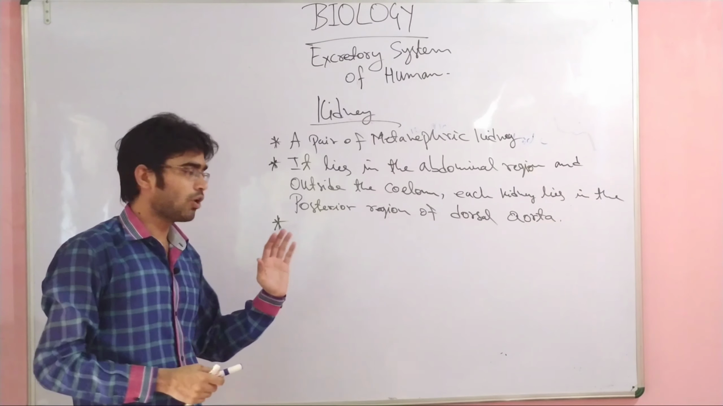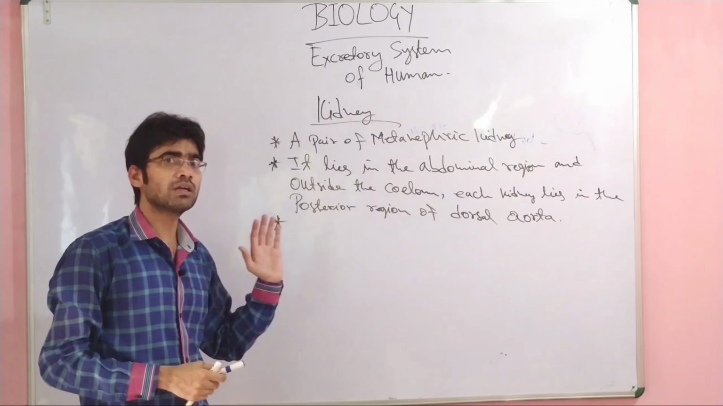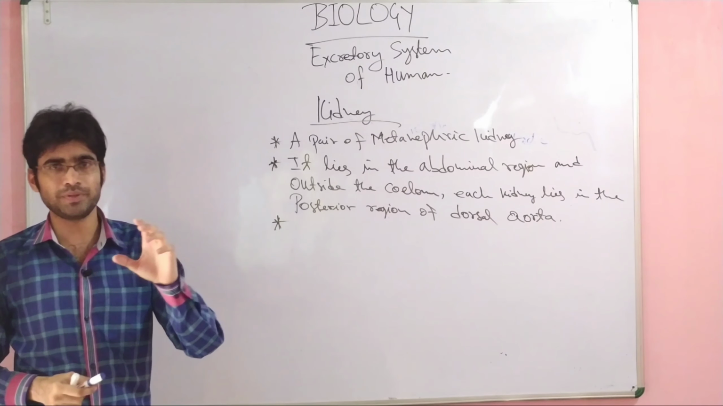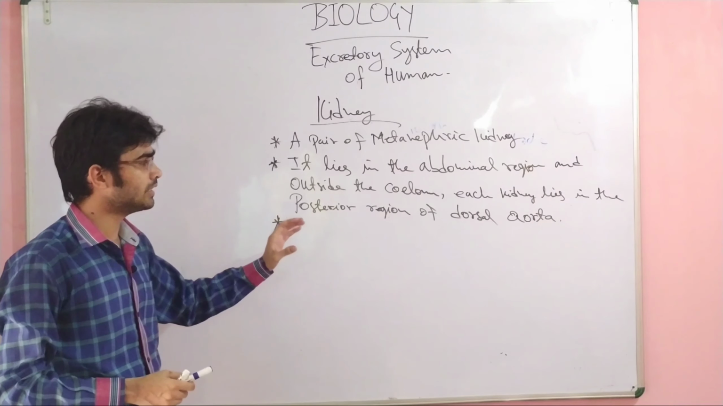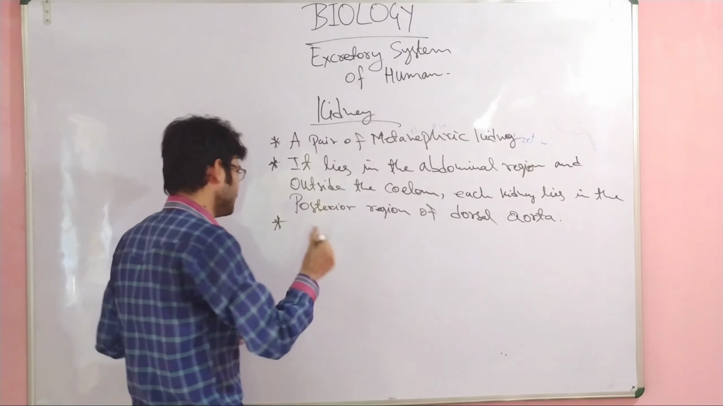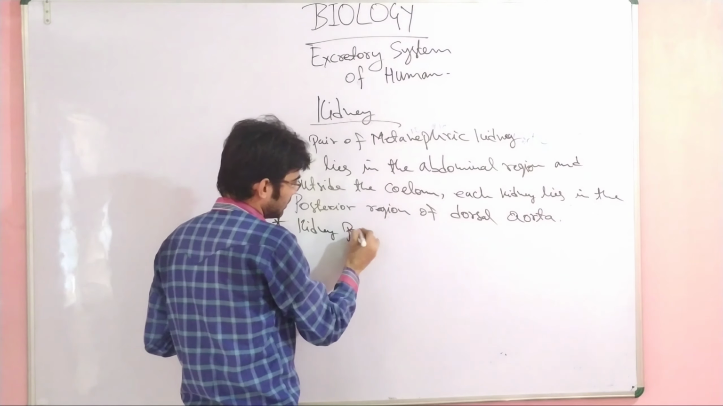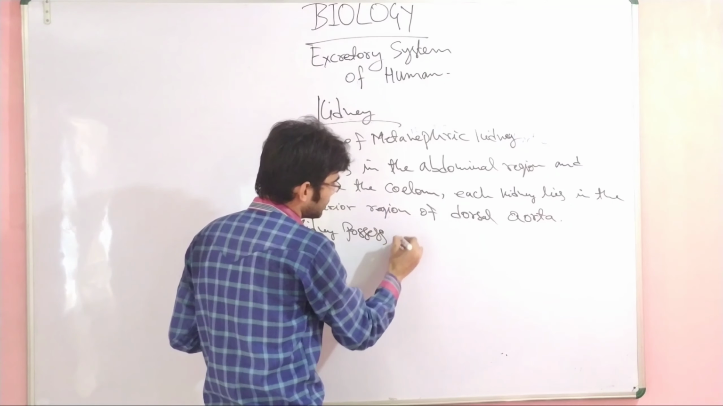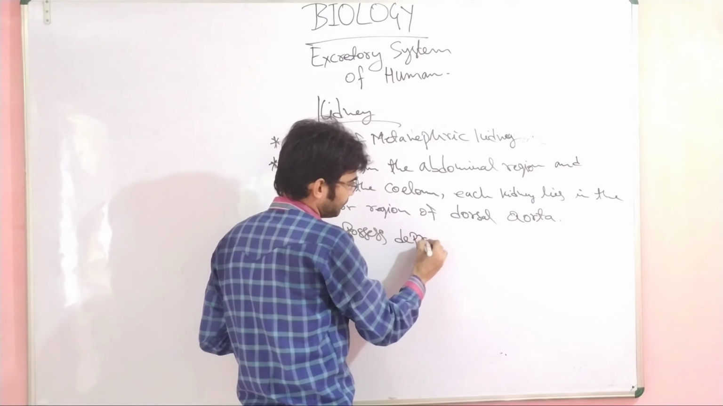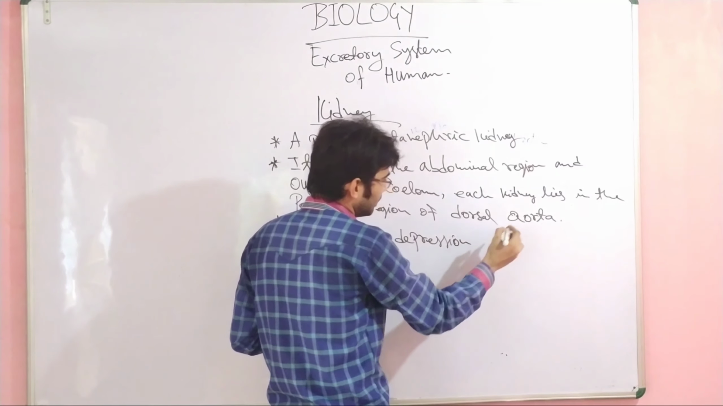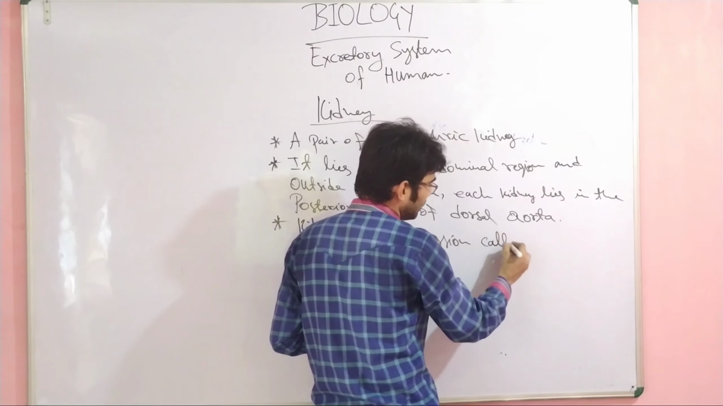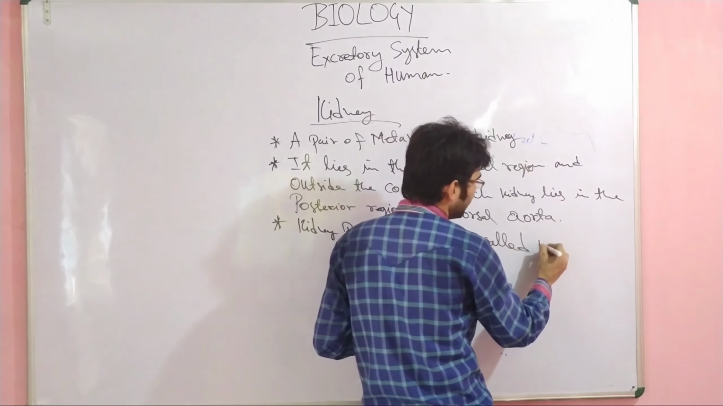Kidney has a depression called hilus or hilum. It is a bean-shaped structure. It has a depression, and it is called hilus. The kidney possesses a depression called hilus.